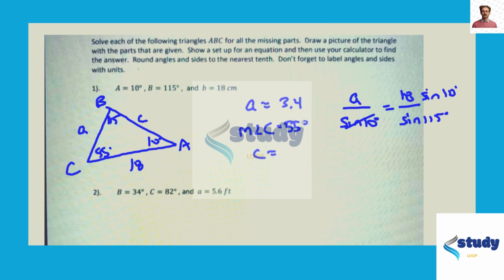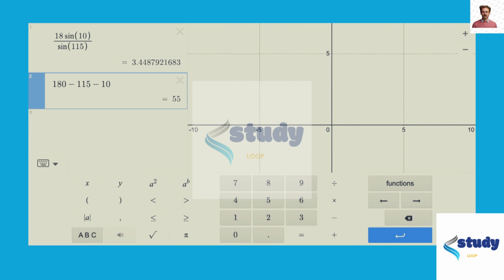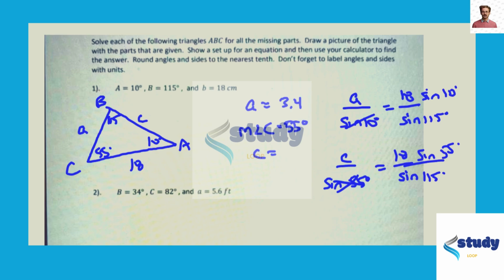And then side C would be side C over the sine of angle C equals, I'll use the B pair again, so I'll say 18 over sine 115. So cross multiply the sine 55 degrees and we're solved for C. So 18 sine 55 over sine 115 is 16.3 to the nearest tenth.